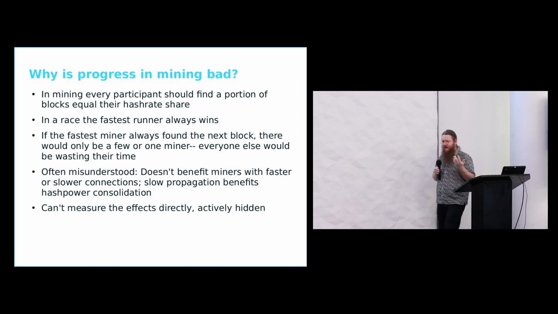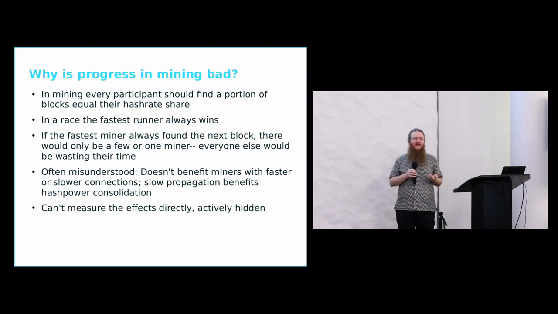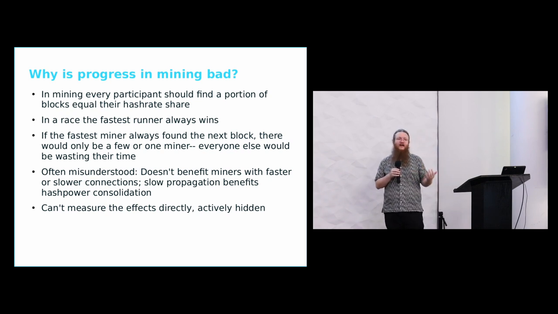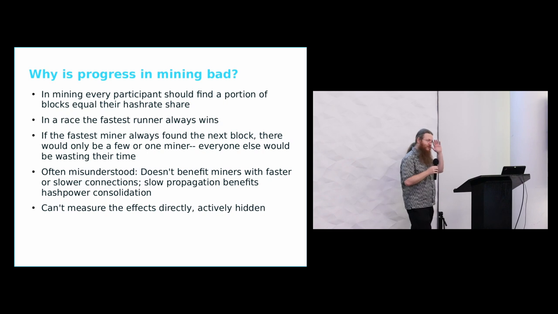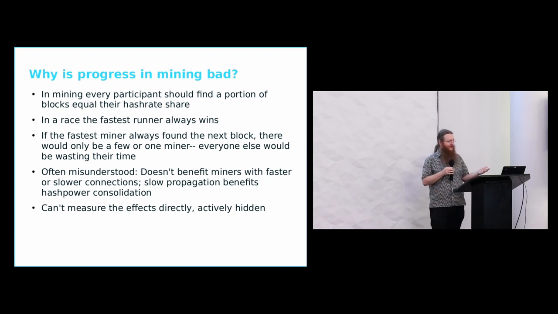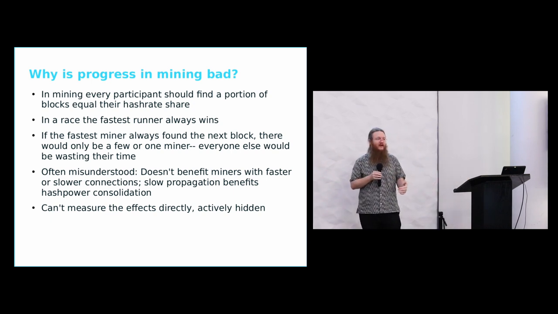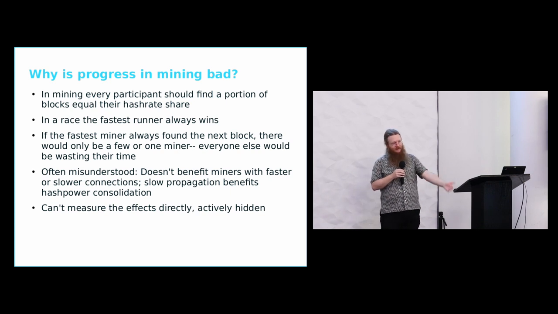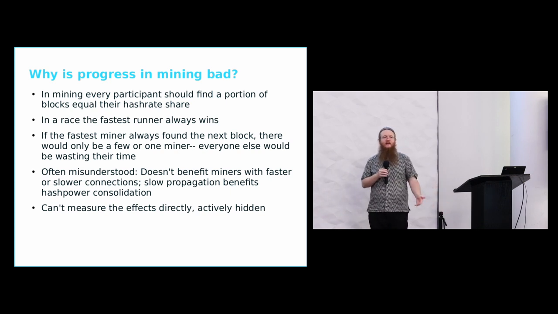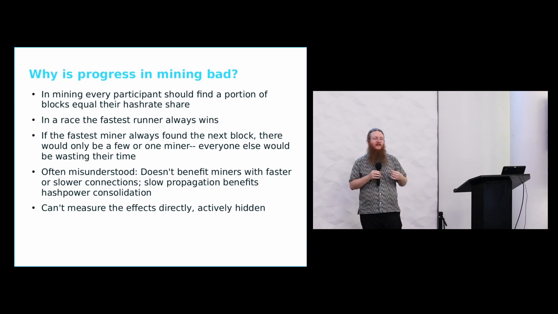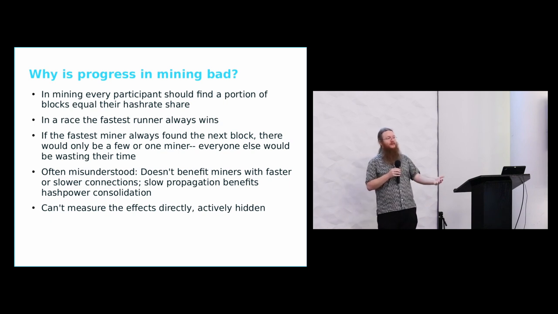This is often misunderstood. I've seen many times that propagation comes up on Reddit. There's some vaguely nationalist, like, screw those Chinese with their slow connections, things that people say. This is wrong thinking, because this block propagation issue isn't better or worse for people with faster or slower connections. It's better for people with more hash rate. So if it were the case that people in China had very limited bandwidth, then they would gain from this so long as they also have a lot of hash power, which in fact they do.